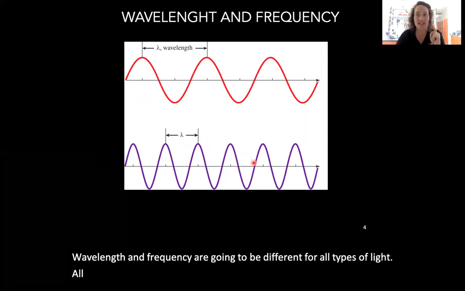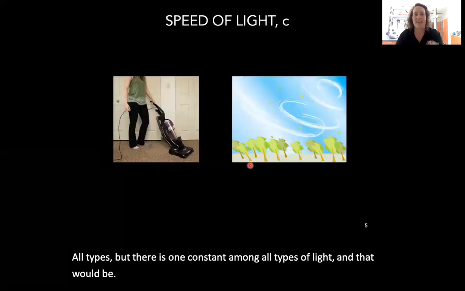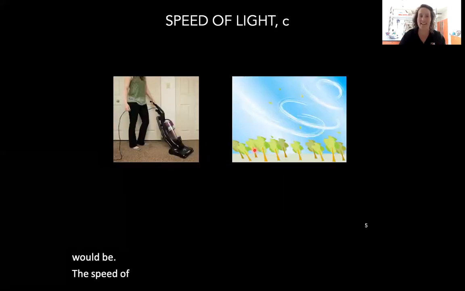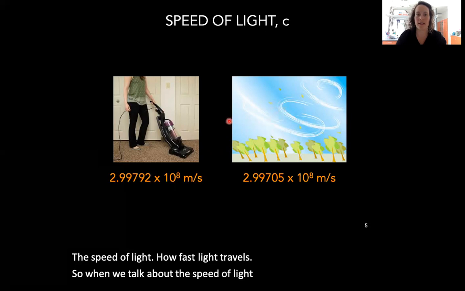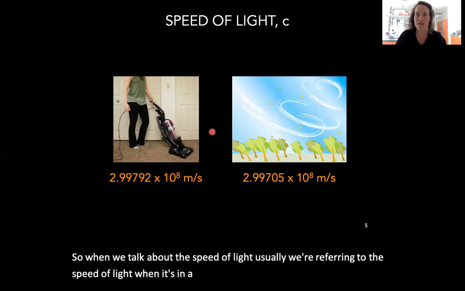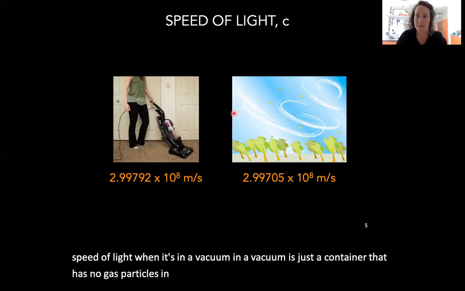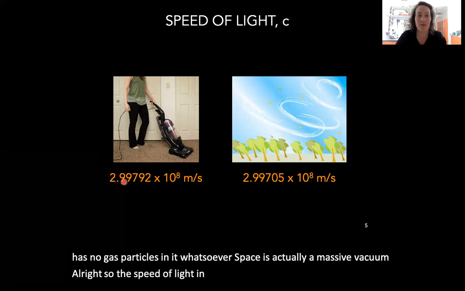But there is one constant among all types of light, and that is the speed of light, how fast light travels. When we talk about the speed of light, usually we're referring to the speed of light in a vacuum. A vacuum is just a container that has no gas particles in it whatsoever. Space is actually a massive vacuum, all right? So the speed of light in a vacuum is 2.99792 times 10 to the 8 meters per second, okay?